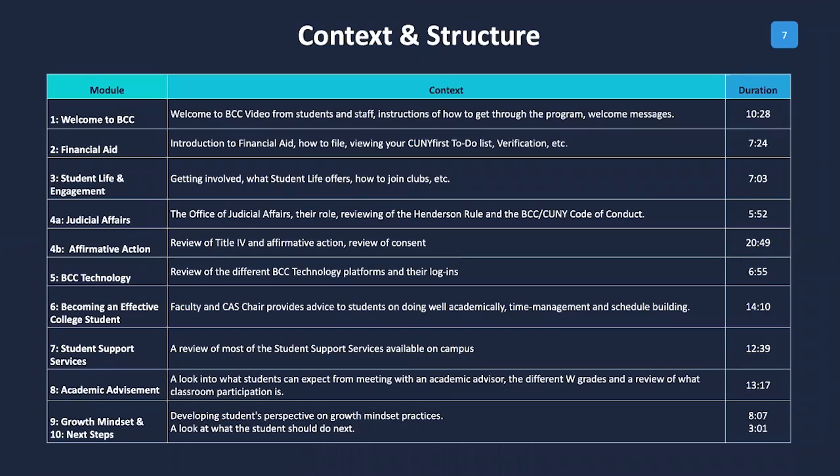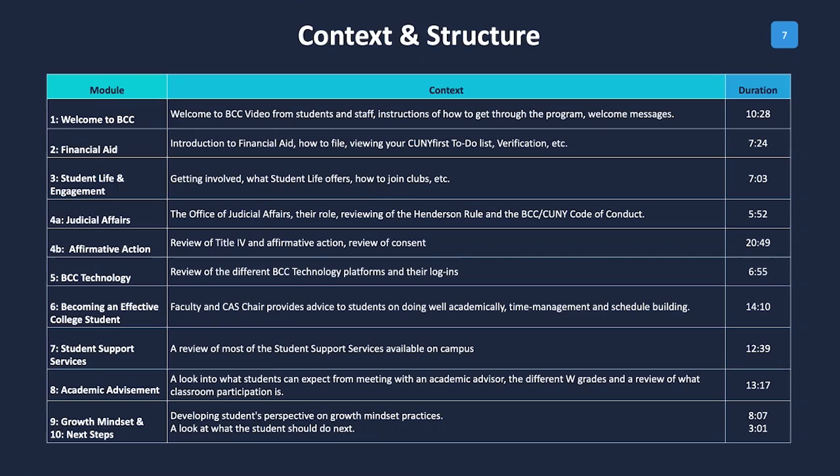Okay, so what you see here is an overview of the modules that are our new student orientation with a brief description and the times for each module. So we have 10 modules, and these modules are the modules we think are essential for new freshmen, transfer, and readmits. We've come up with these topics after many years of working on new student orientation, after exploring what students' needs and questions are when they first start at an institution of higher education. And we try to synthesize the most important information within these modules so that students can capture that and utilize it throughout their tenure at BCC.